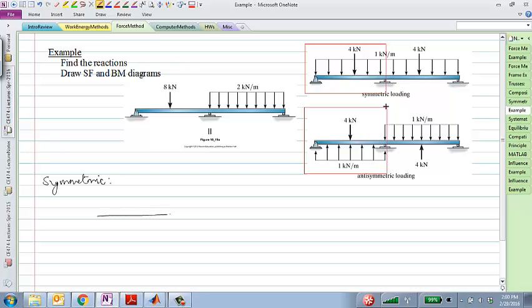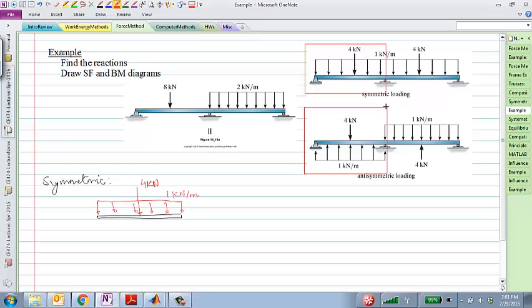The system that I would solve is this, and I'll draw the boundary conditions in a minute. That's 1 kilonewton per meter, and there's an additional point load of 4 kilonewtons.